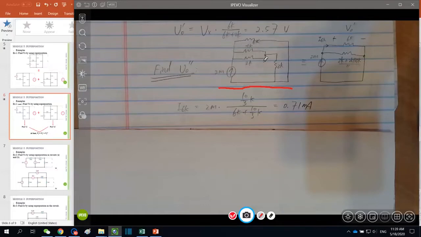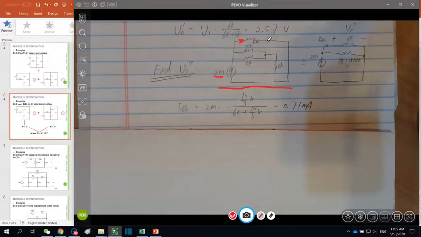And in this circuit, feel free to apply nodal or mesh. However, I'm applying current divider as a review. So obviously we are looking for the current going through the 6 kilo ohm here, since it can later give us the V0 double prime. So how do we find the current going through the 6 kilo ohm?